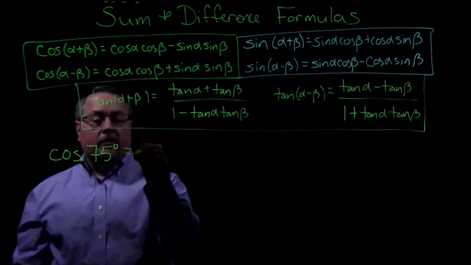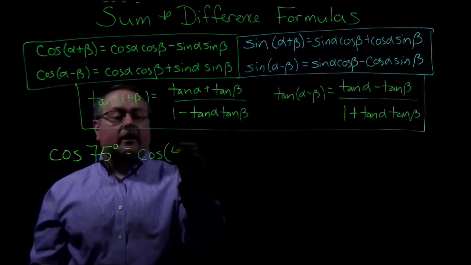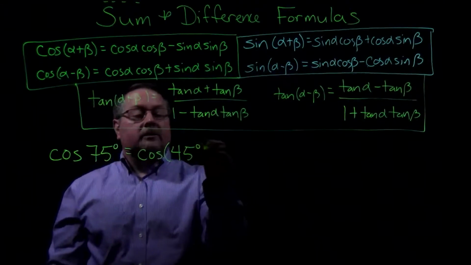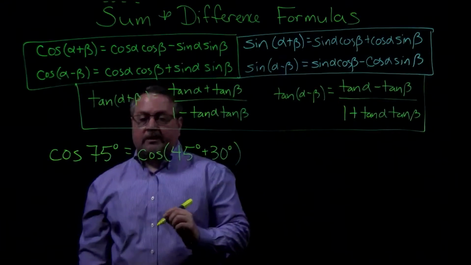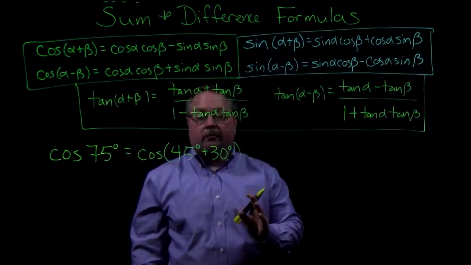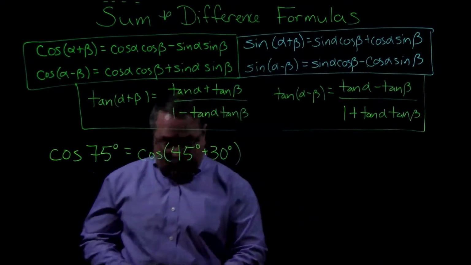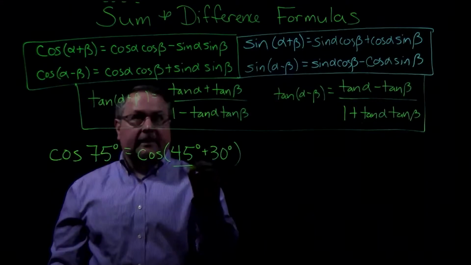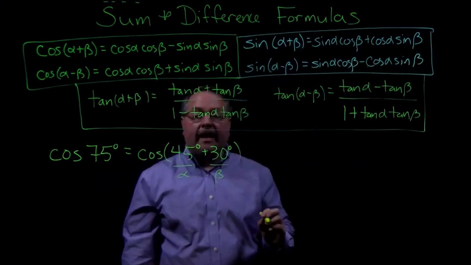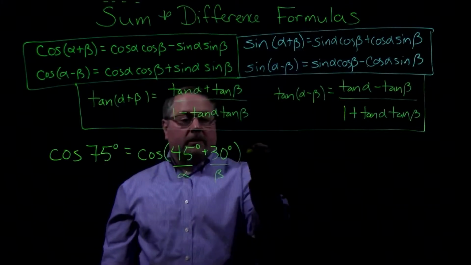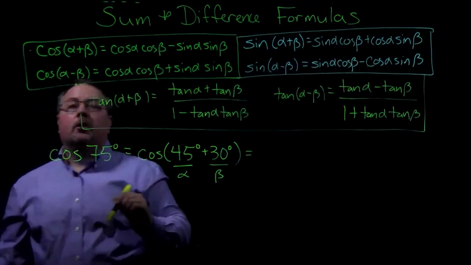But what we can do is think about 75 degrees as being 45 degrees plus 30 degrees. Okay, so this would be one way to express 75 degrees as a sum or difference of two angles whose trig values we know. So now we're thinking about 45 degrees as being our alpha, 30 degrees as being our beta. So now we're going to use the sum formula for cosine.